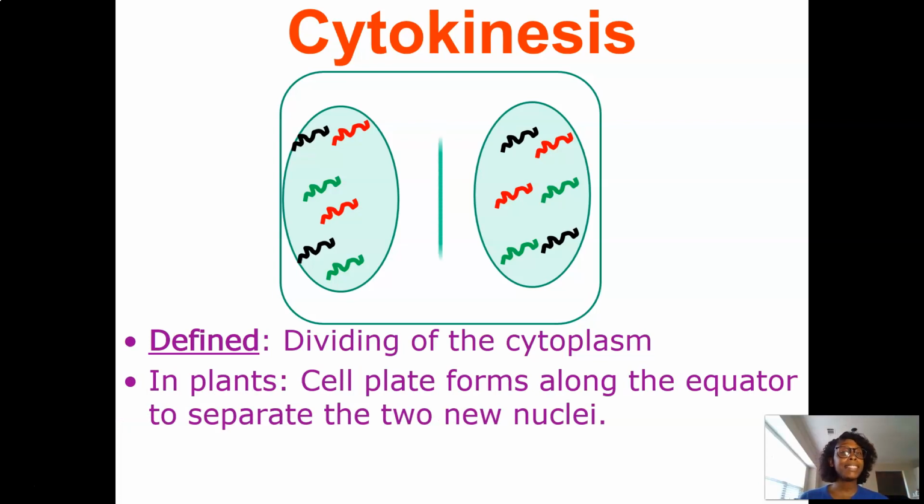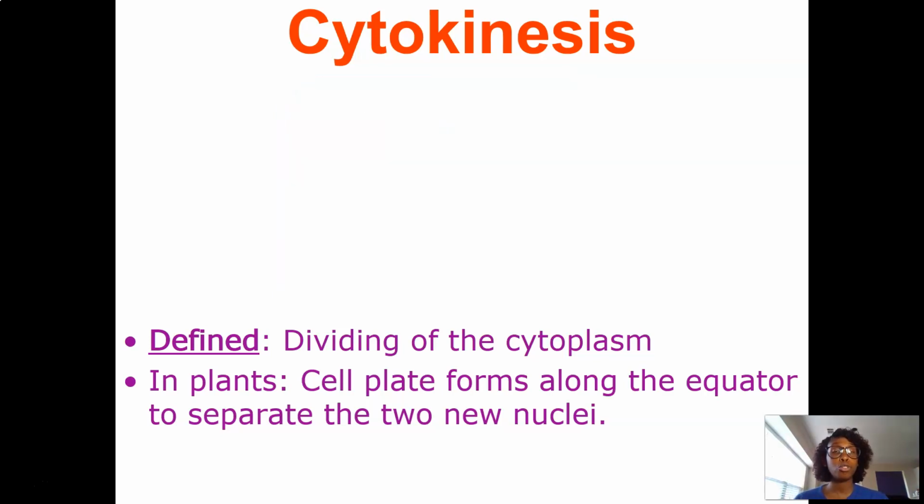Now, when we look at plant cells, because our plant cells have a cell wall, they cannot pinch inward like animal cells. So they will form cytokinesis by forming a cell plate along the equator to separate the two new nuclei. So that is how it will get its two new daughter cells.